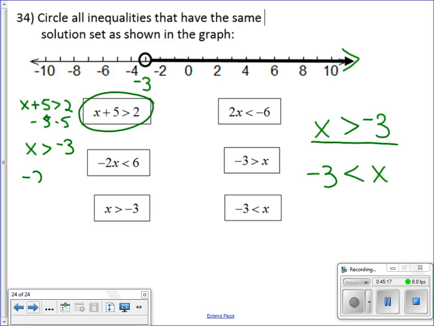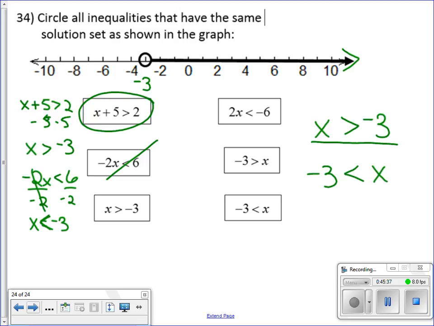All right, let me do the next one. Negative 2x is less than 6. That means I need to divide both sides by negative 2. That means that x is, excuse me, less than negative 3. Is x less than negative 3? No, that's out. Okay, let me do this one.